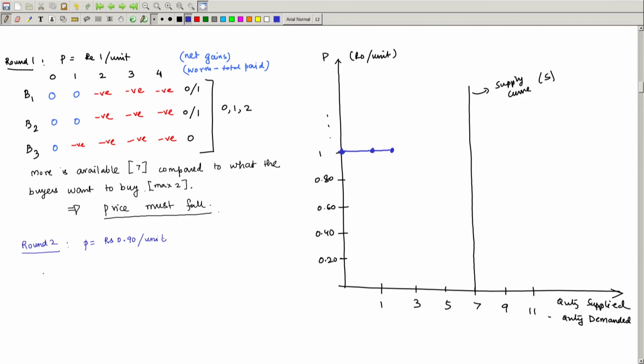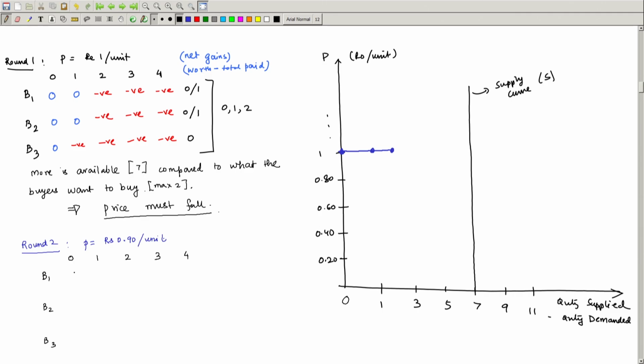And as before, I want to put the information about the buyers here. So, buyer 1, buyer 2 and buyer 3. And the number of pencils 0, 1, 2, 3, 4 and so on. Now, let us start with buyer 1. So, the price is 0.9 per pencil, right.